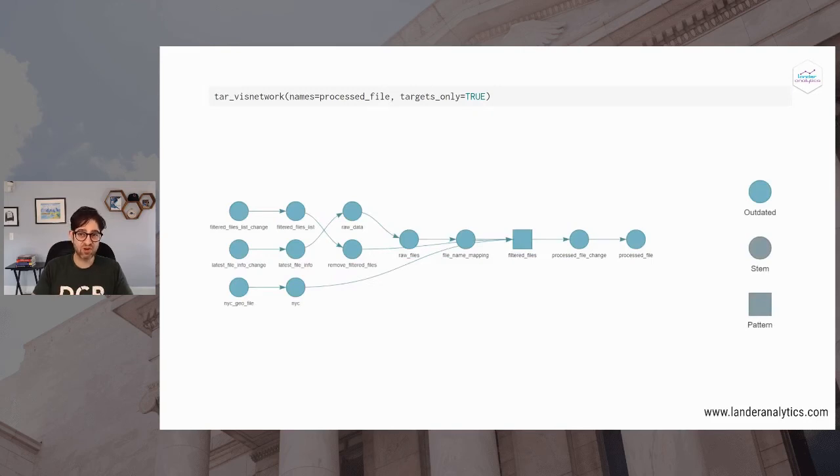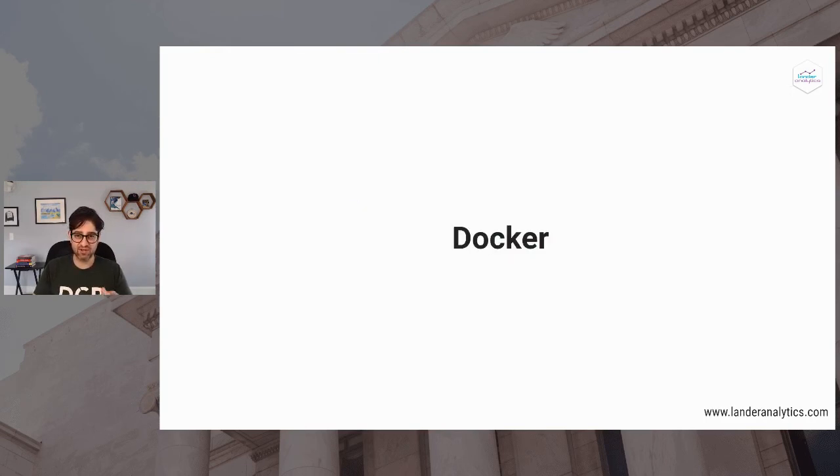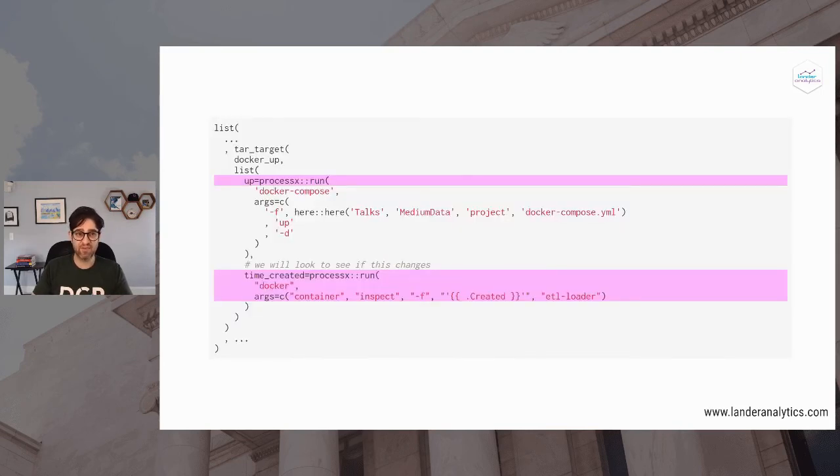Our DAG now shows the process files, which will only run if the filtered files have changed. Next up, we need to get the Docker container running. So I create a step called Docker up, and I actually have a list. Our step is a list. It has two parts to it, because your steps can be any valid R object.